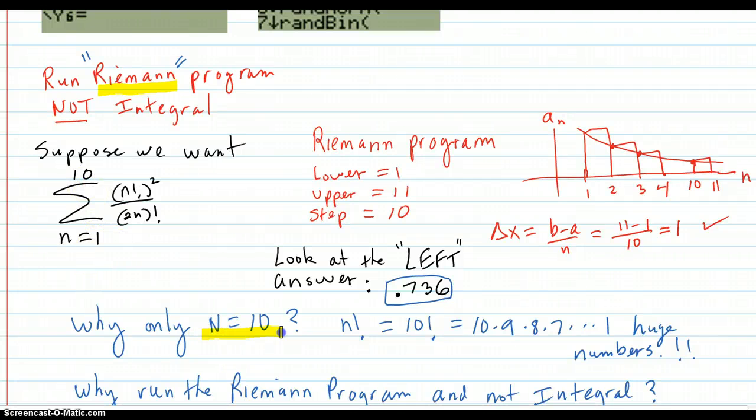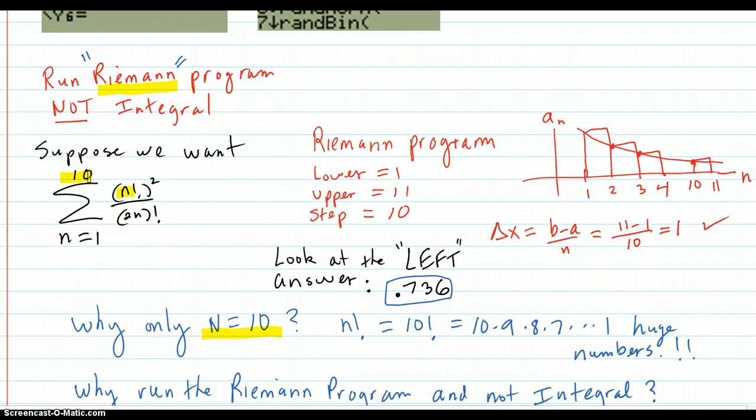Now, why is it only 10? Because you're dealing with 10 factorial in there. Your calculator is going to be crunching along for a long time if you try to put in, say, 100 up here. 10 is big, and even on a calculator, 10 might be big. So you'll just have to experiment. So let's say you wanted that 10.